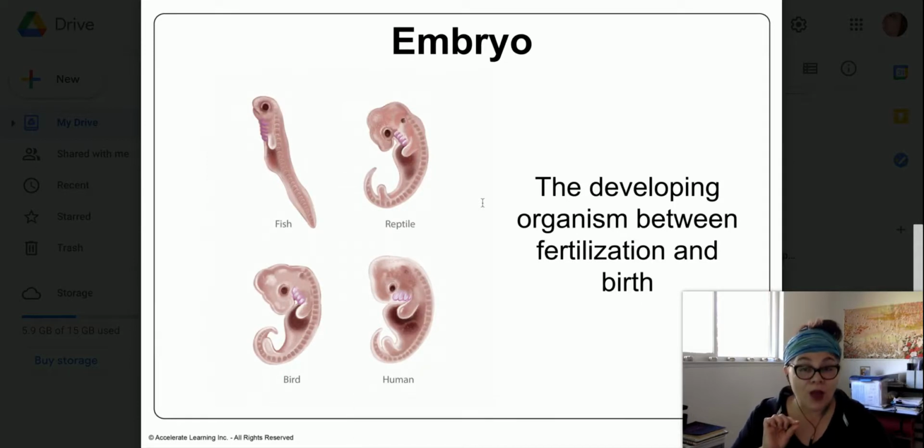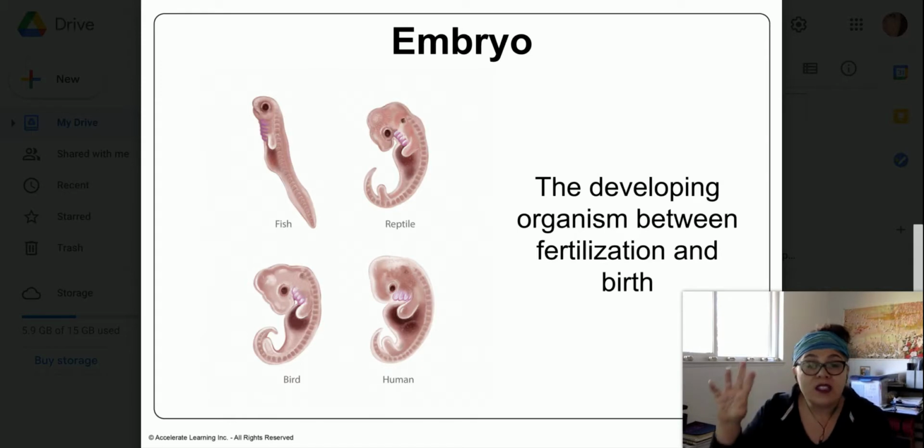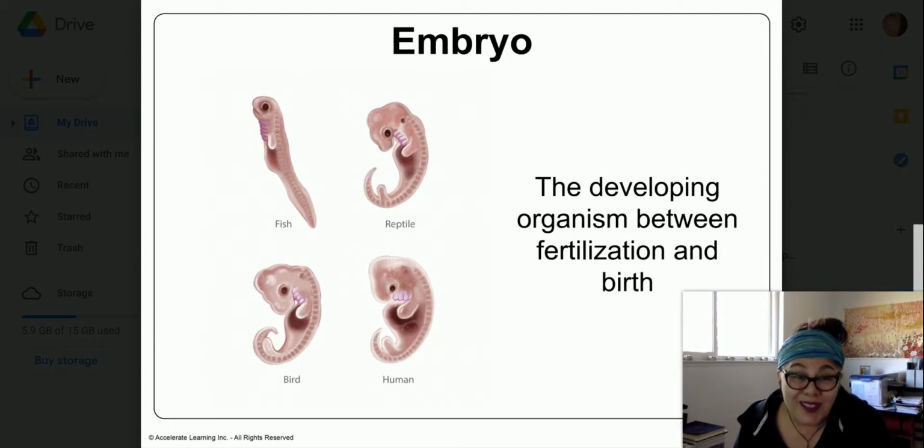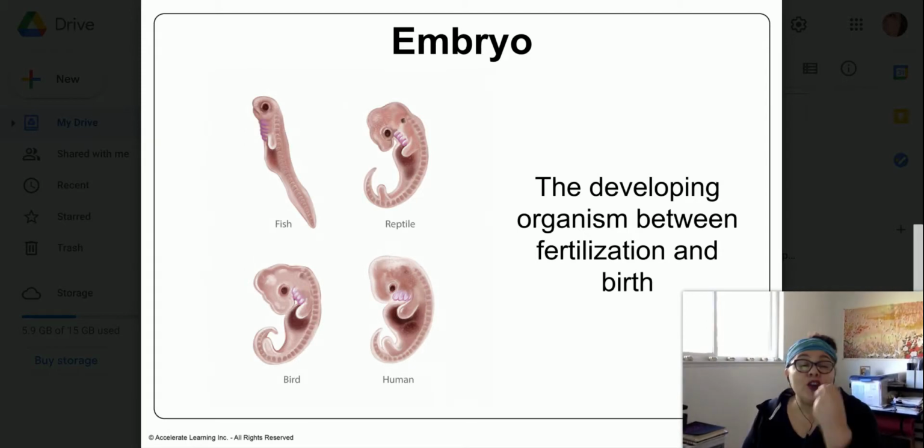The next word is embryo. Embryo is the developing organism from fertilization to birth. And as we go through development, from the time of insemination, we evolve and we look very, very similar. And if we were in class, we'd do a lab with these cards, but we'll figure something else out for this. But you can see here a fish, a reptile, a human, and a bird. When we're embryos, we kind of look really similar. And because of this, we can determine that we have similar common ancestors.